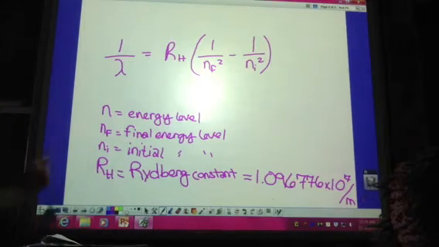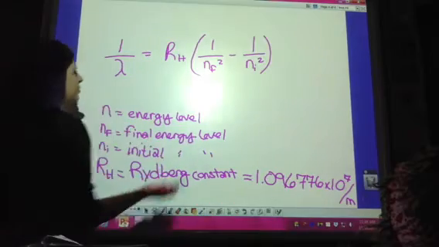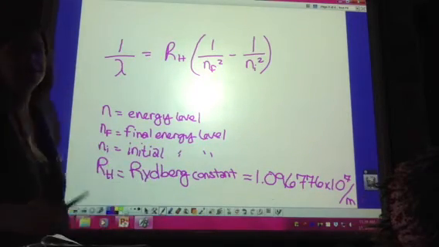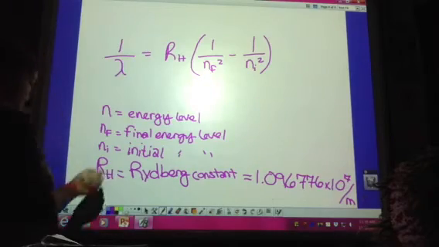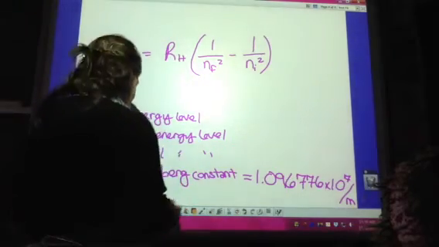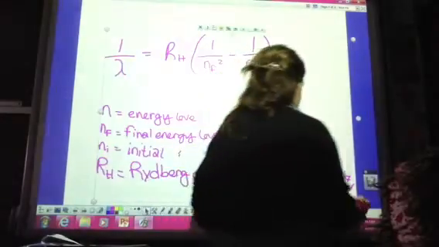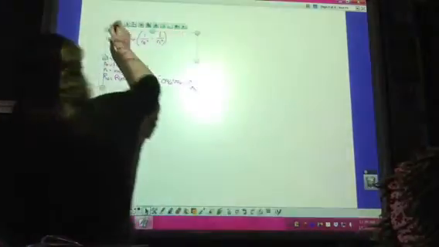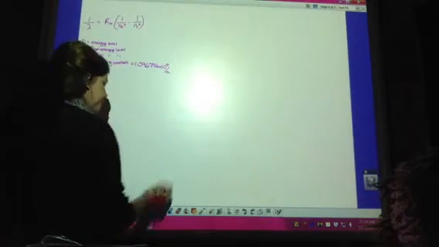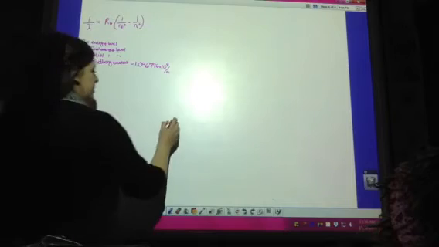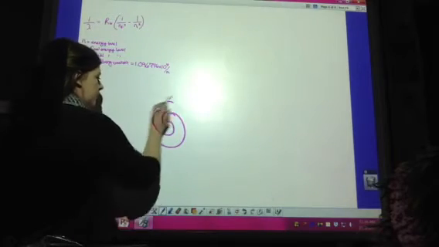Okay, now the values of n. What do I mean by energy level? What does it mean by final energy level? What does it mean by initial energy level? Well, let's take a look at that. Let's say, for example, I'm thinking about Bohr's model for an atom, because in a minute we are going to think about Bohr's model of an atom. Let's just do it very generically.